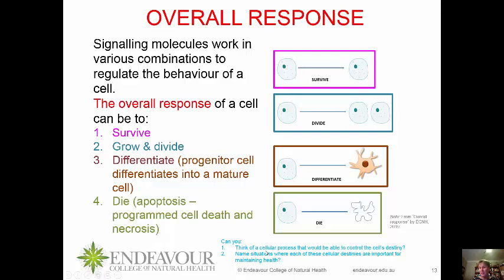So just a little thing down here. Can you think of a cellular process that would be able to control the cell's destiny? Okay, and another one is name situations where each of these cell destinies are important for maintaining health. So I've talked a little bit about that, so just have another big think about that.